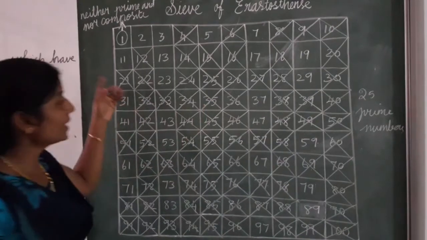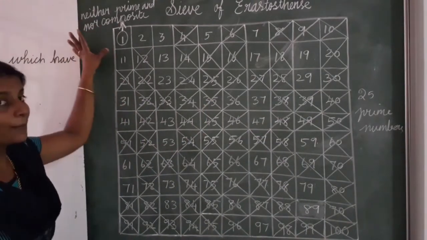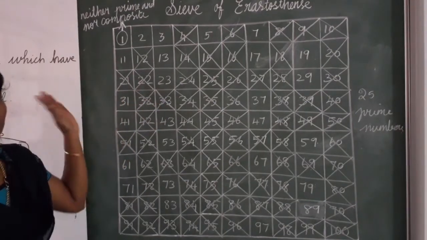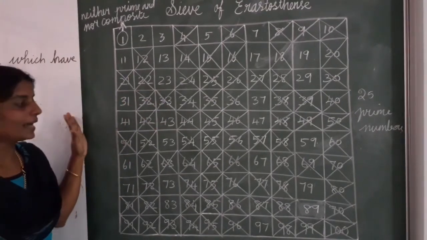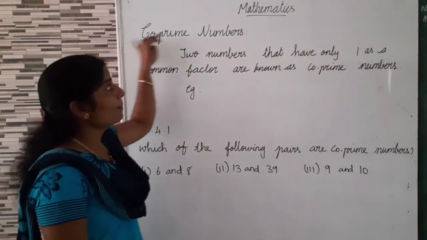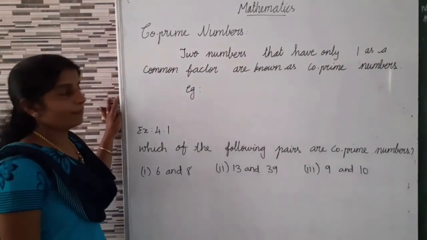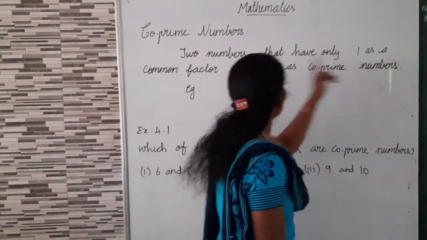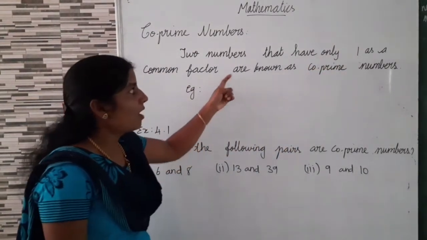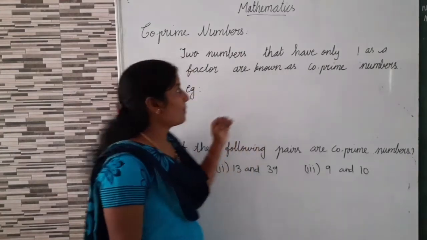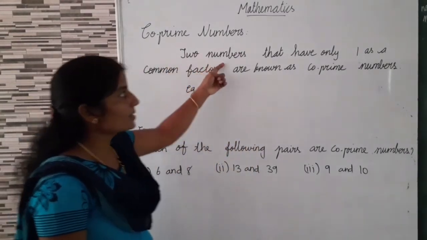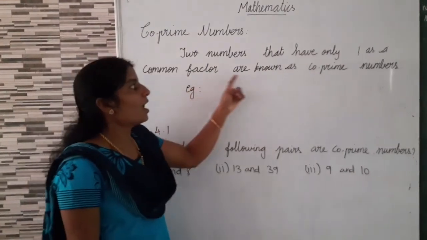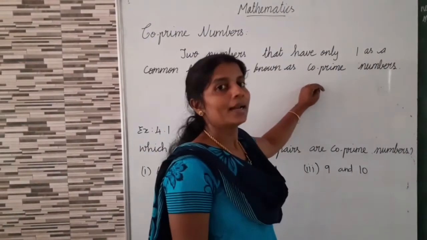Clear? On to 1. This one is neither prime nor composite. One is not a prime and not a composite number. Are you clear? And one is a co-prime number. What is co-prime? Two numbers that have only one as a common factor are known as co-prime numbers.